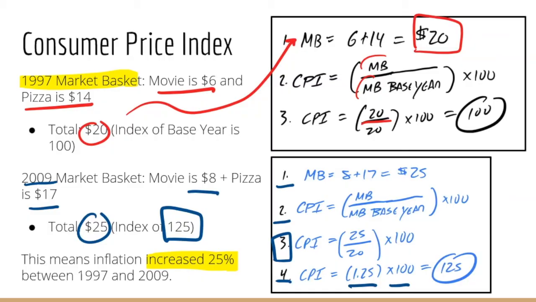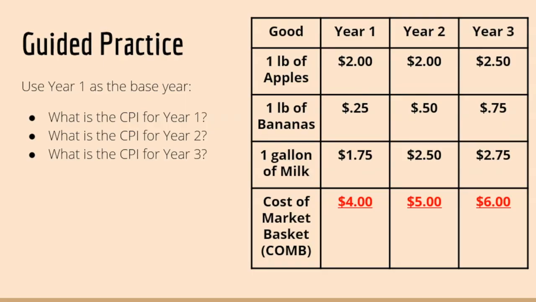All right, so now that we went over it, let's do a little bit of guided practice here. I want you to pause the video and figure out the CPI, the index number, for year one, year two, and year three, and we're going to use year one as our base year here. So pause the video, figure out the CPI for each year, and then we'll move on.